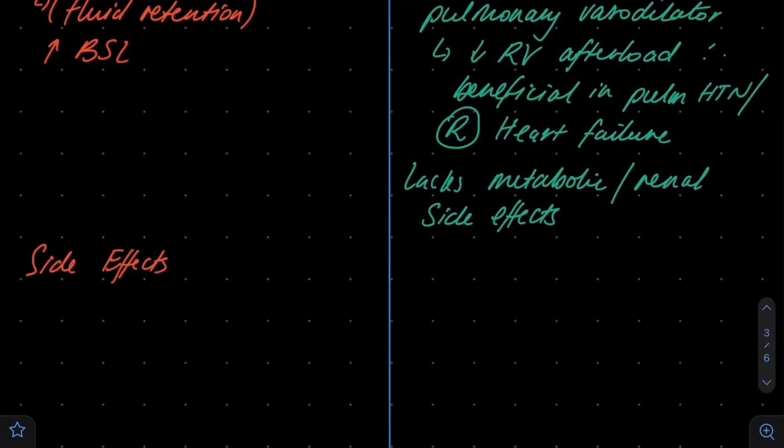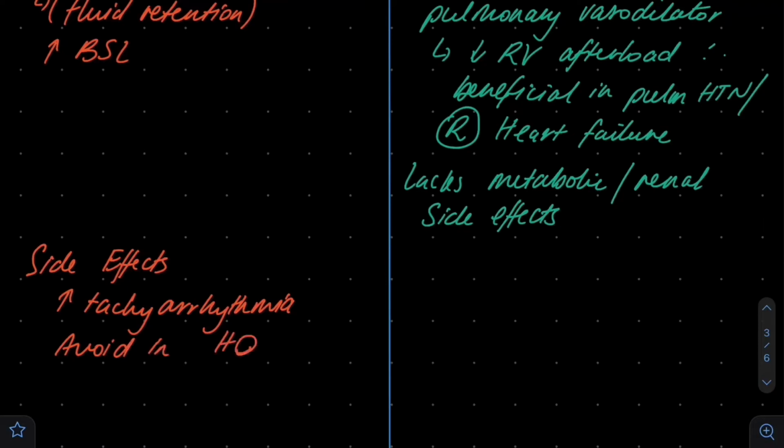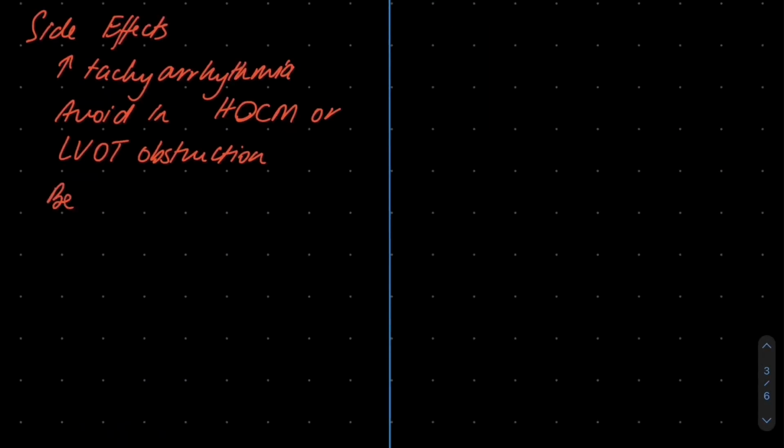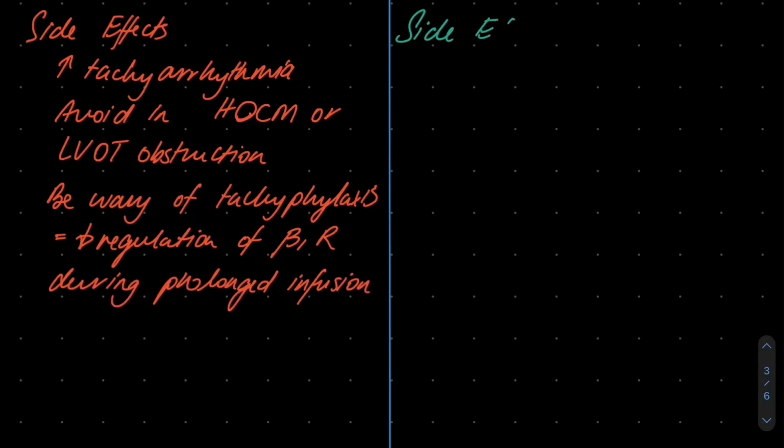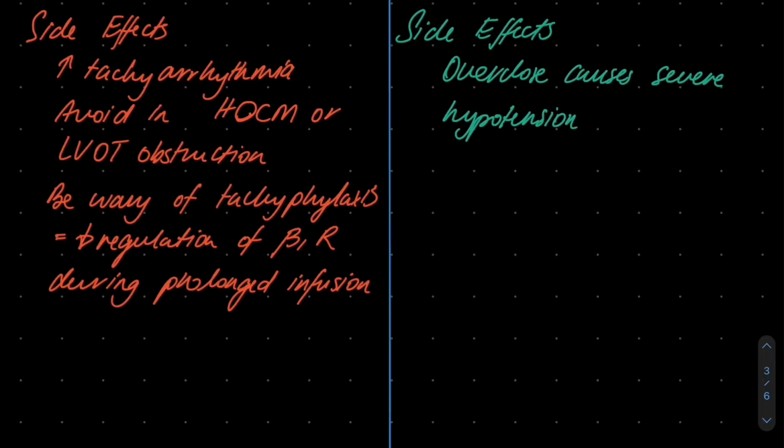In terms of the side effects for dobutamine, it causes increased risk of tachyarrhythmias and should be avoided in hypertrophic obstructive cardiomyopathy or any left ventricular outflow tract obstruction pathologies. And also one should be wary of tachyphylaxis because there's a downregulation of beta receptors over a prolonged duration of a dobutamine infusion. In terms of the side effects of Milrinone, overdoses and prolonged infusions in renal failure can cause severe hypotension. Milrinone should also be avoided in hypertrophic obstructive cardiomyopathy or any LVOT obstruction pathology.